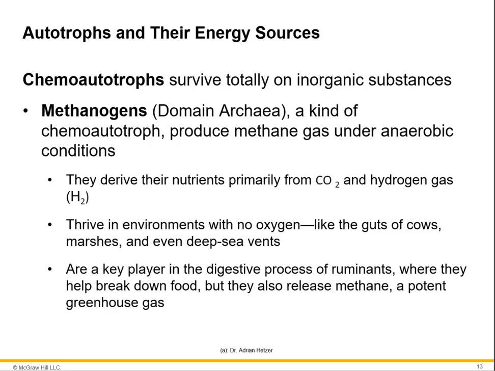Chemoautotrophs, you don't have to worry too much about this for the exam, but I do want you to be aware that these guys can survive totally on inorganic substances. And an example here would be the methanogens, okay? These are archaea, and they produce methane gas under anaerobic conditions, so conditions without oxygen. They're going to derive their nutrients from CO2 and hydrogen gas, and they're going to thrive in environments that lack oxygen. Prime example here being the guts of cows. These guys are a key player in the digestive process of ruminants. They help break down food, but they also release methane.